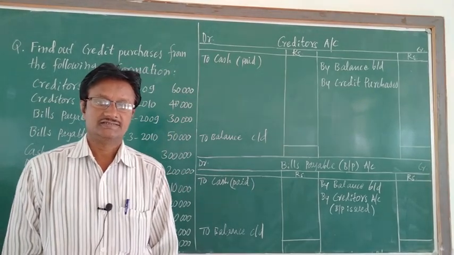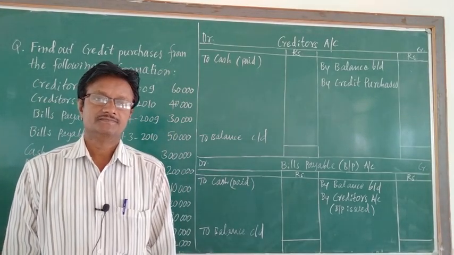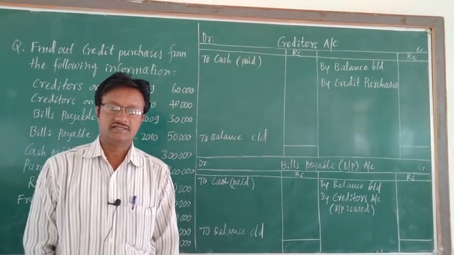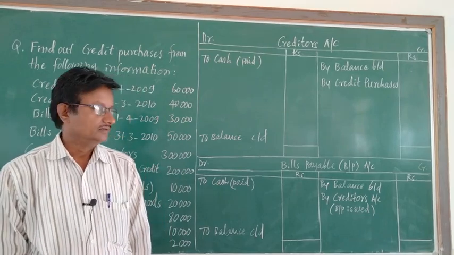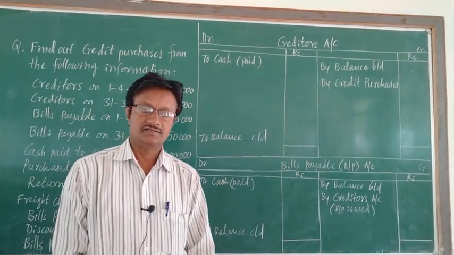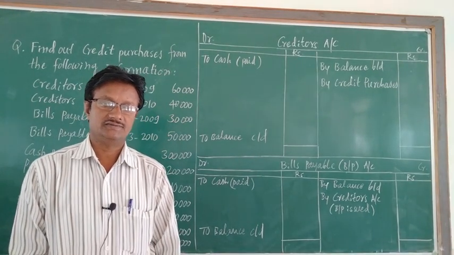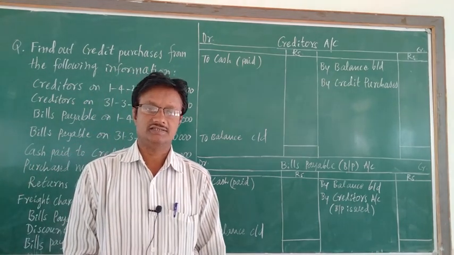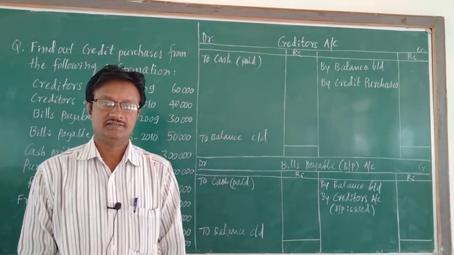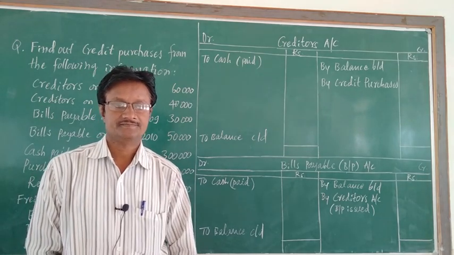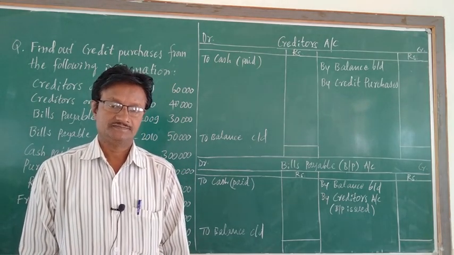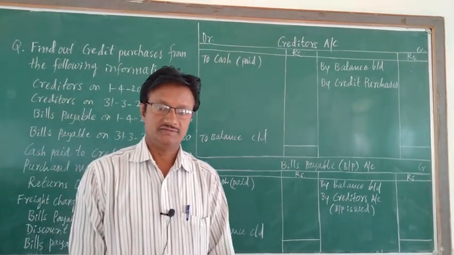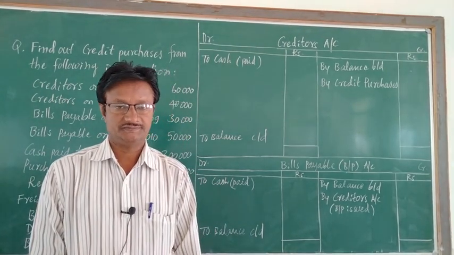Conversion of single entry system into double entry system. For conversion of single entry into double entry, preparation of debtors account, bills receivable account, creditors account and bills payable account is necessary to find certain missing figures. In the previous classes, we have studied how to prepare debtors account and bills receivable account.